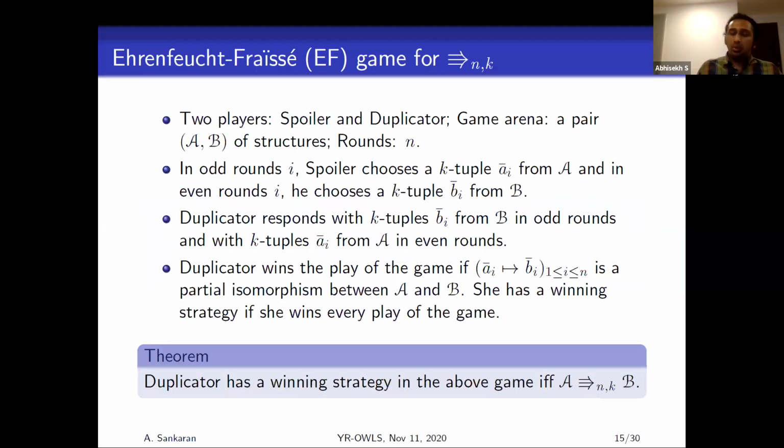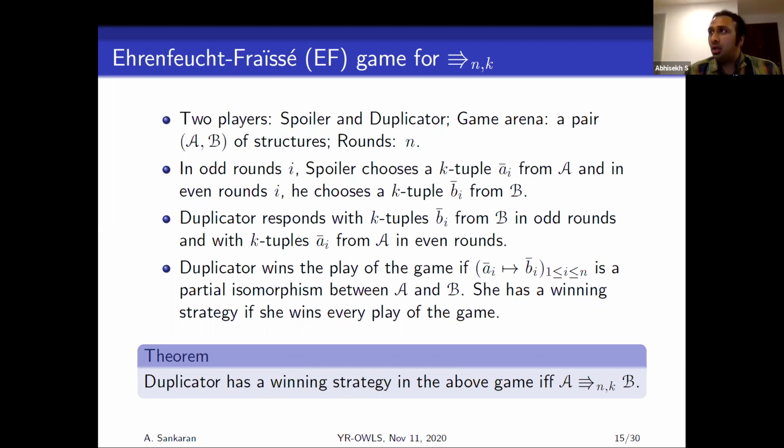Yeah, so we want to show this. Now we have this important game theoretic characterization of the relation, the right arrow, the Nk relation. So here is the game. You have two players, spoiler and duplicator. You have a game arena which consists of a pair of structures, as opposed to a set of structures, a pair of structures A, B. And you have n rounds. In the odd rounds i, the spoiler chooses a k-tuple Ai from A, and in the even rounds he chooses a k-tuple Bi from B. In response, the duplicator picks a k-tuple Bi from B in the odd rounds and a k-tuple Ai from A in the even rounds.